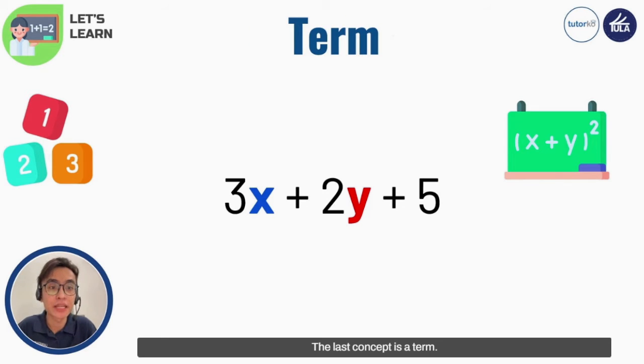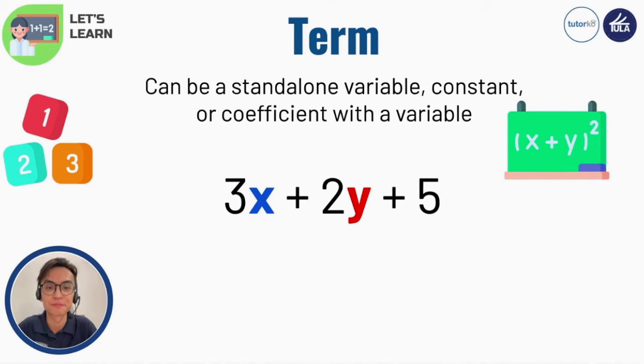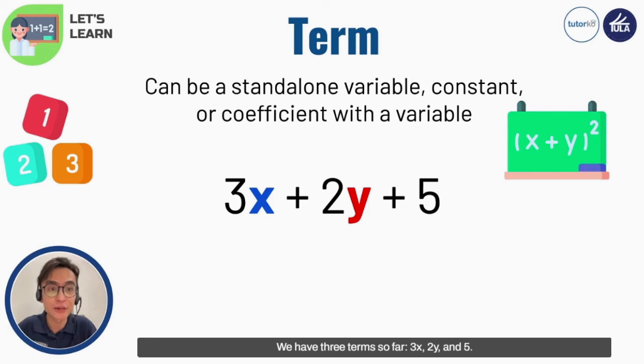The last concept is a term. A term can be 3 things: a standalone variable, a constant, or a coefficient with a variable. Ilang terms ang nakikita nyo sa equation natin ngayon? We have 3 terms so far: 3x, 2y, and 5.